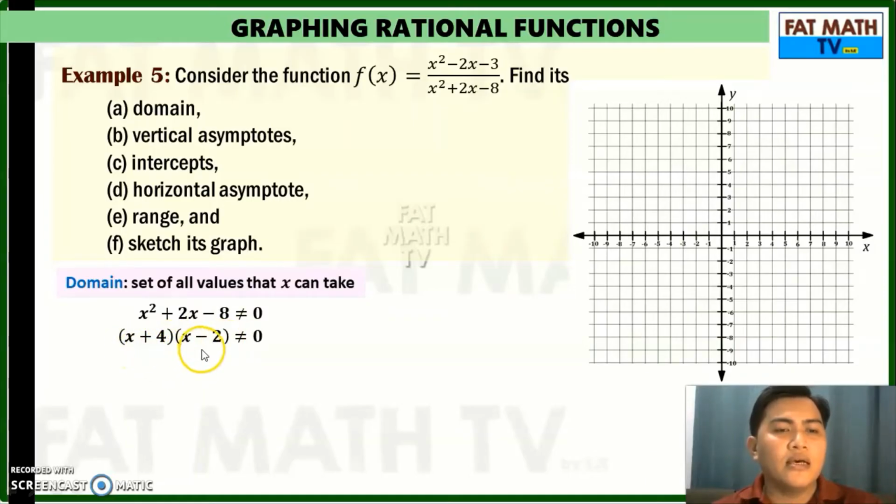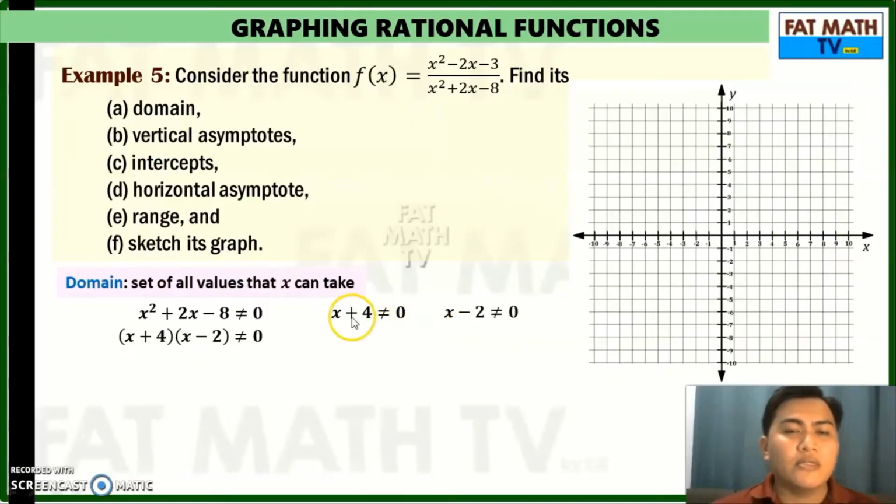So the product of these two expressions will be equal to 0 if one of them is 0 or both of them are 0. So that is when x plus 4 is 0 or when x minus 2 is 0. So x plus 4 is 0 when x is negative 4 and x minus 2 is 0 if x is 2. So these values of x are not allowed in the domain because they will make the denominator 0, hence our rational function undefined. So we restrict the domain so that it can be the set of real numbers except these two values.